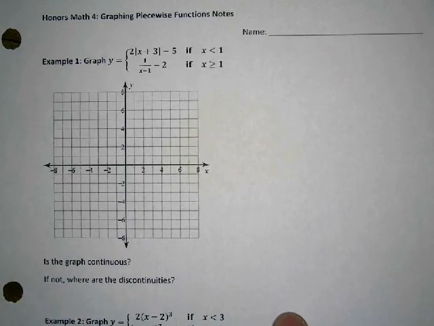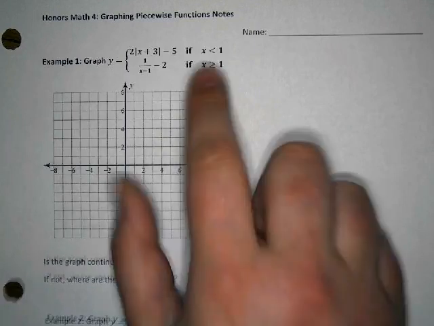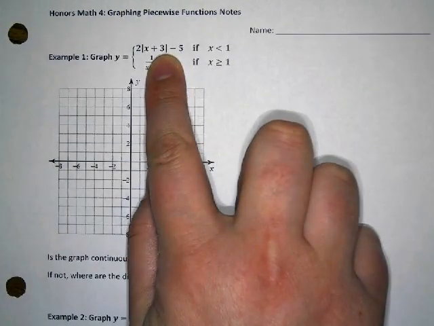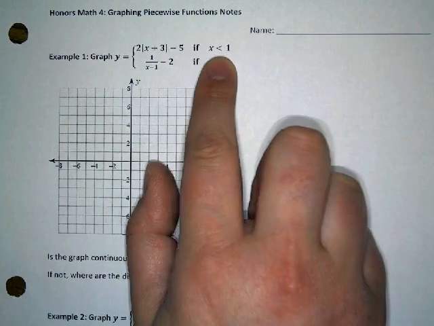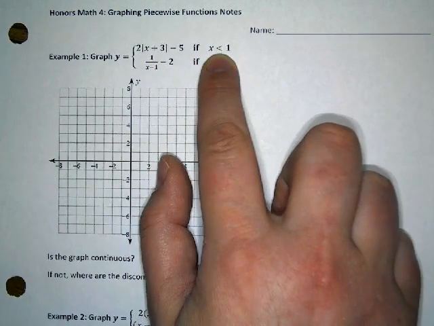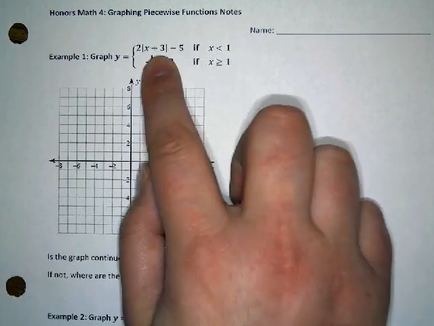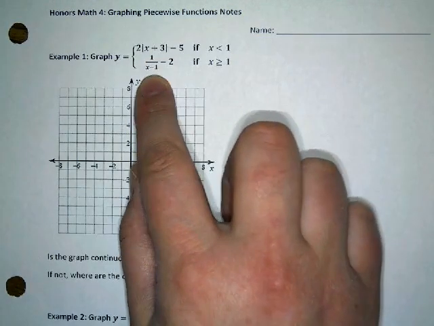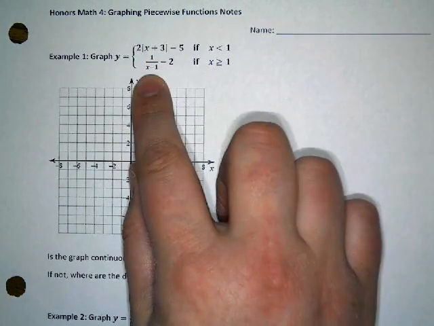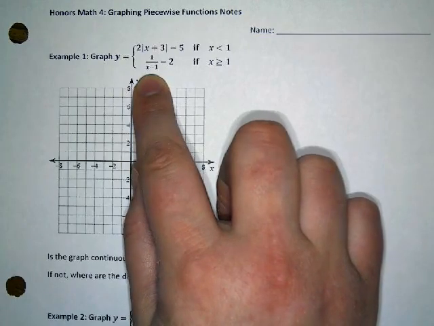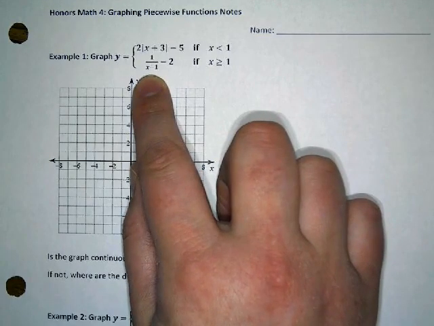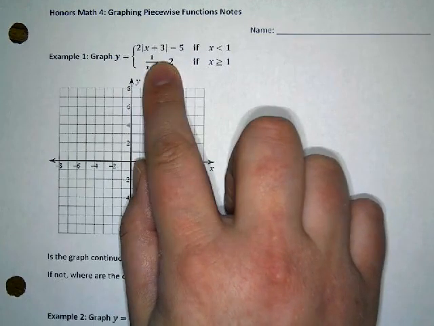So piecewise functions are just pieces of functions where you have one piece for a specific interval and another piece for another interval. So this says you're using an absolute value function, but only for the left side of the graph. It says if x is left of 1, you're going to use your absolute value function. And then it says if x is to the right of 1, you're going to use a rational function instead. So you're going to be using two different functions depending on which part of the graph you're looking at.